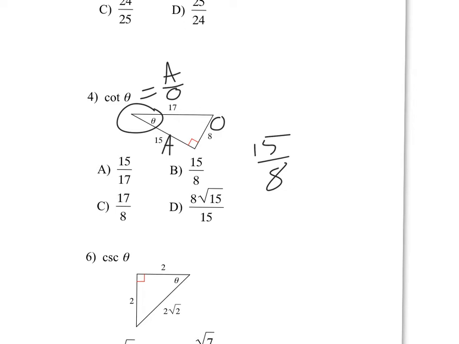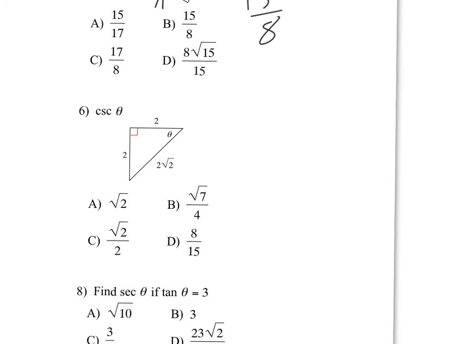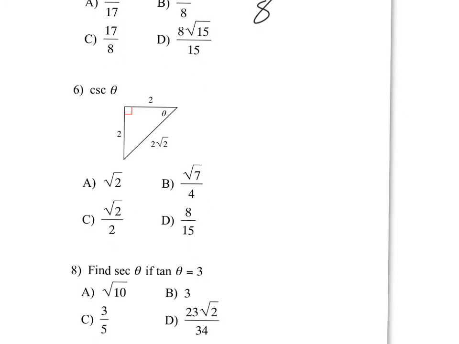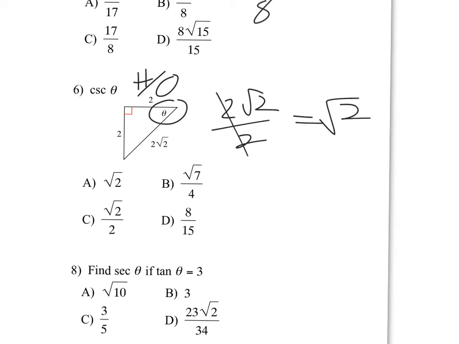Number 6, we're looking at the cosecant of theta. And cosecant, we said, is the reciprocal of sine. Cosecant is going to be hypotenuse divided by opposite. So we're looking at 2 root 2 divided by 2, which is the square root of 2.